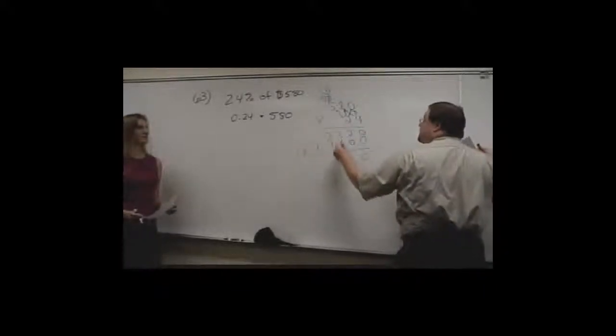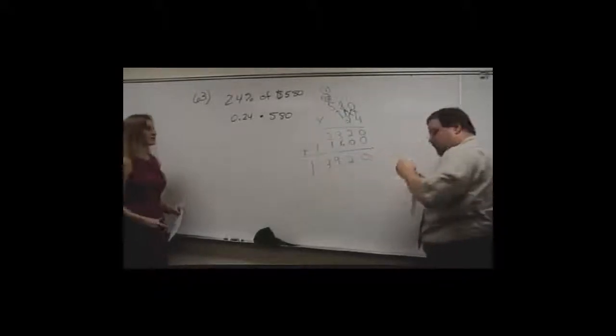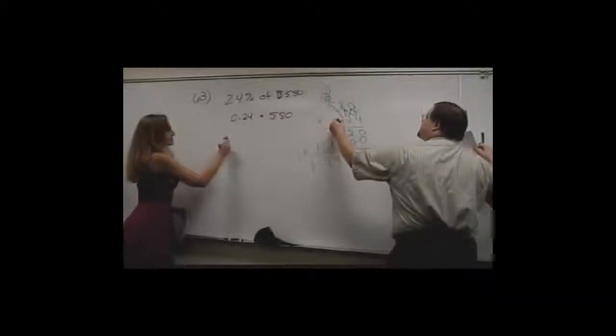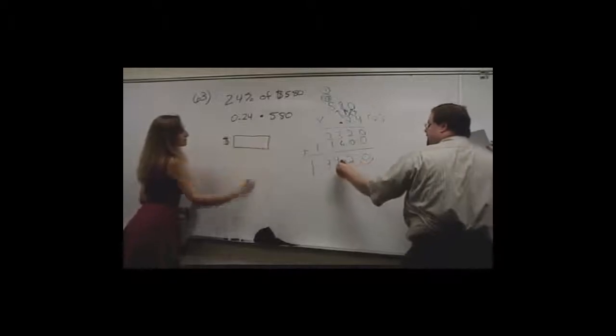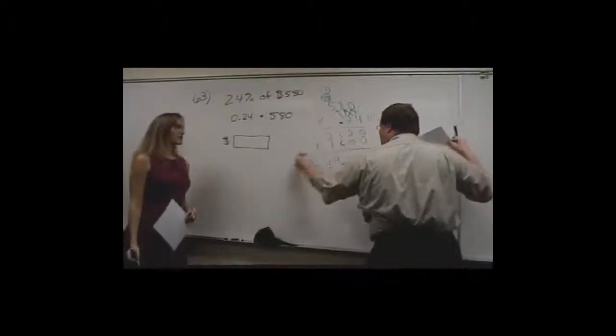This is a 2. This is a 9. This is a 3. This is a 1. But don't forget that this actually means 0.24. How many digits are after the decimal point? 2. So you go 2 places back. So it's $139.20. Yay. Very good, Professor Kasha.